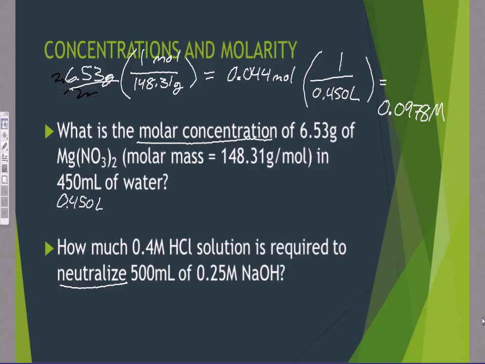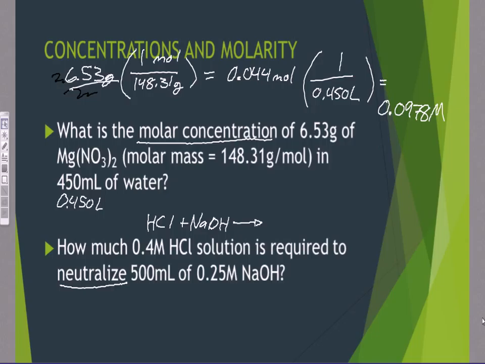So if we want to neutralize the NaOH, which is a base, we need to add an acid. Our acid is HCl. So we need to figure out how much HCl we need for every equivalent of NaOH. And you can write a balanced equation in order to figure that out. So we can say HCl plus NaOH is going to give us what? What two products are we going to have as a result of this reaction?